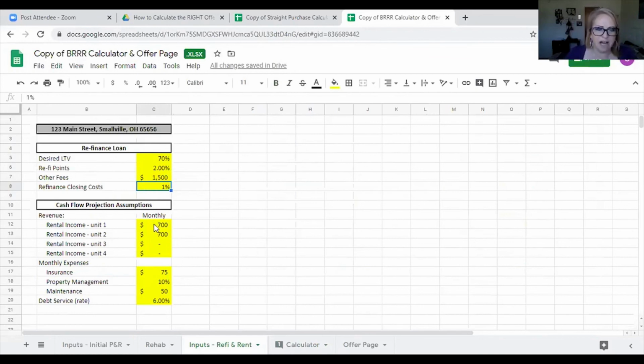And then as far as my cash flow projections, let's say that I'm going to bring in $750 a month per unit. So let's say it's a duplex, and I have my insurance, property management, maintenance, and then let's say my debt service rate. Let's actually make it 5% and be consistent with the last one. Okay, so these are some of the assumptions that I'm putting in that are going to drive some of the numbers in the next page. All right, so let's go back to the calculator.